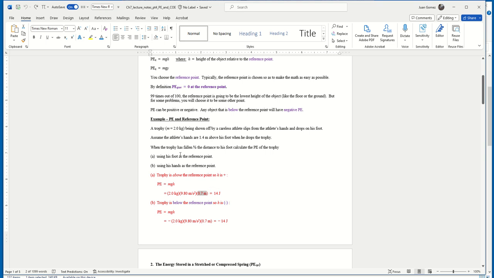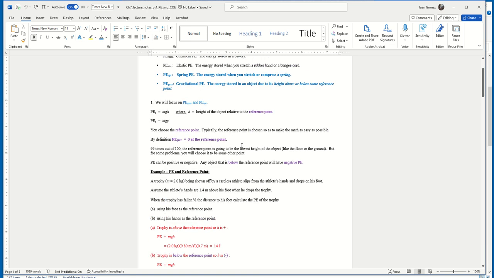And then in part B, we chose the hands as the reference point, so as the trophy falls, the height is negative because it ends up below the reference point. So that's where the negative comes into play. How far below? Well, halfway, 0.7 meters. So the only difference in the two answers is obviously A is positive, B is negative. All right, let's do the spring potential energy in the second video.